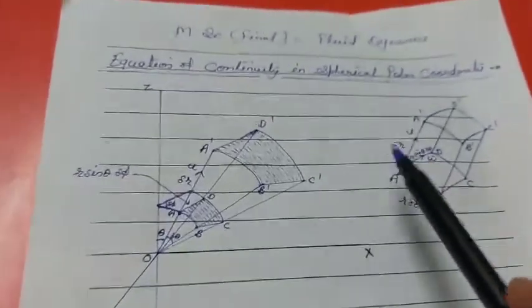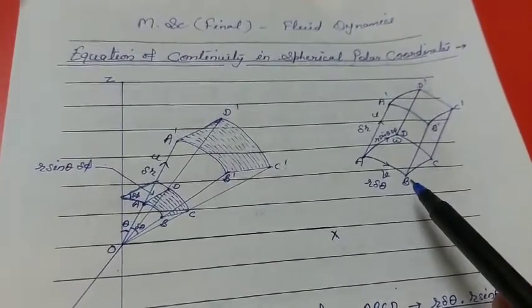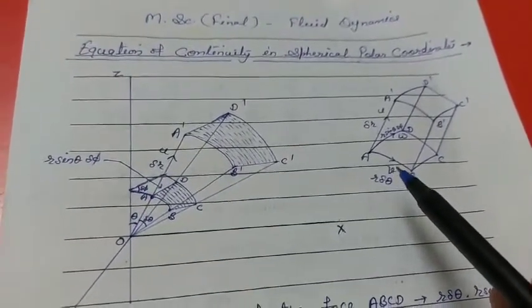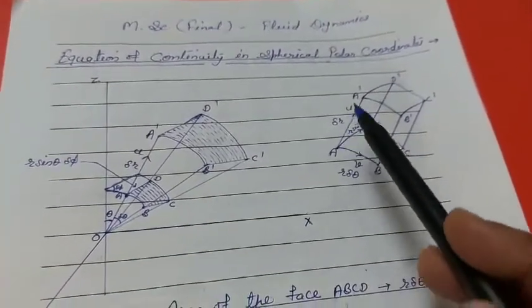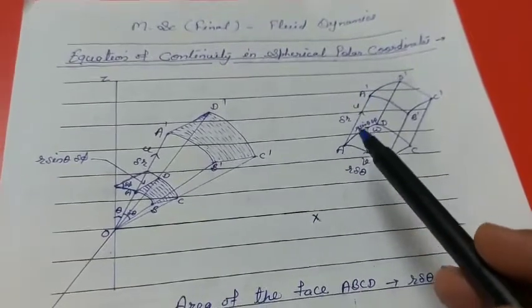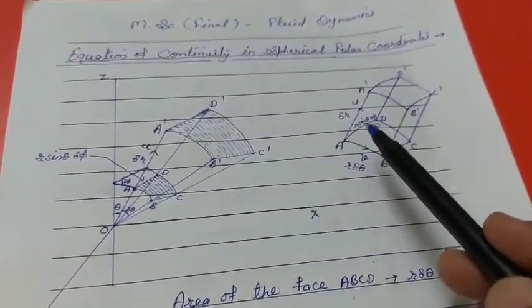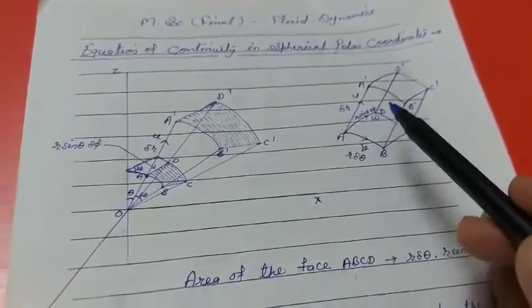Let u, v, w be the components of velocity in the direction of r, theta, phi respectively. Means u is the velocity in the direction AA', v is the velocity in the direction of theta, that is AB, and w is the velocity in the direction of phi, that is r sin theta delta phi.